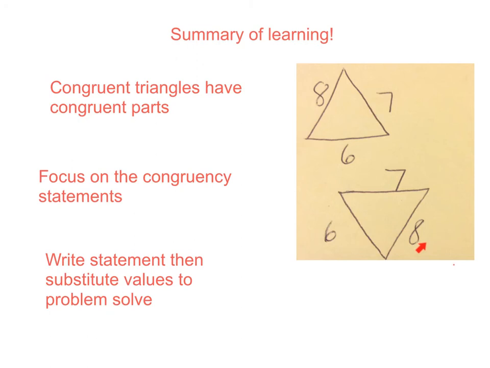Are they turned the same way? Absolutely not. But do I have sides that match up? Yes, I do. Are the triangles congruent? Yes, they are. Congruent triangles have congruent parts. So I have 3 sides that are congruent to 3 sides here. And actually, if the triangles are congruent, then we also have congruent angles.